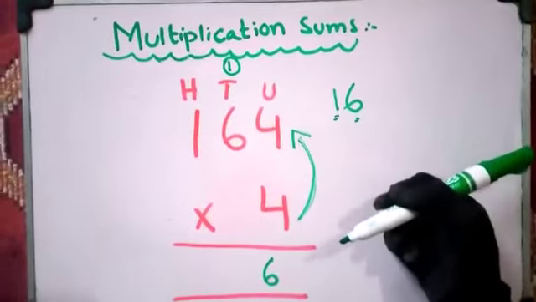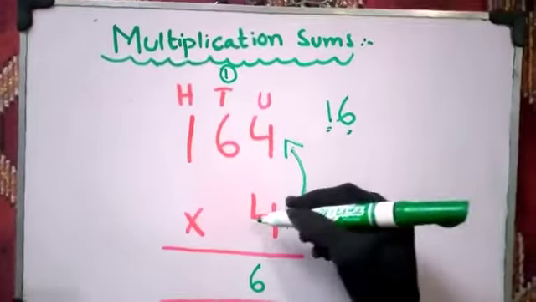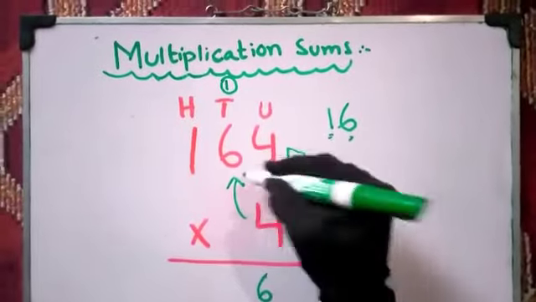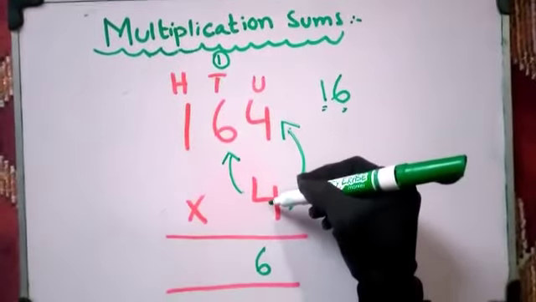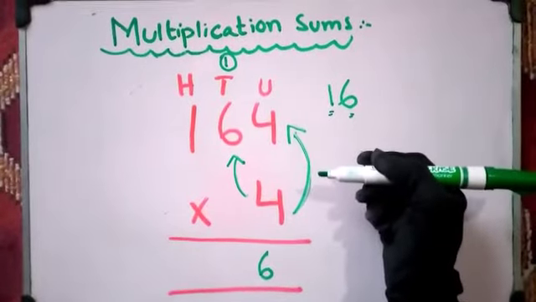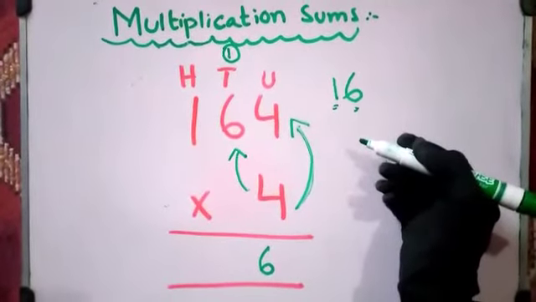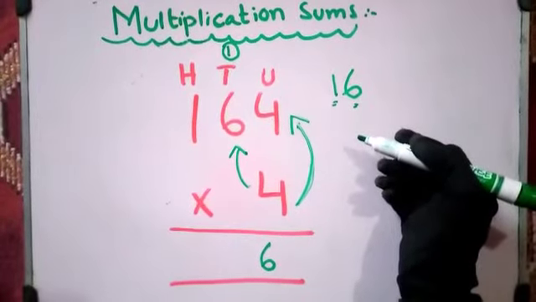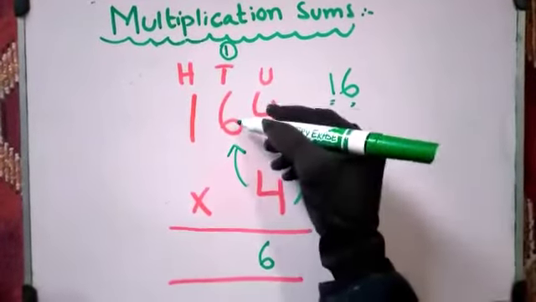Now in second step, we multiply the numbers in tens column. We read table of 4 up to 6. 4 ones are 4, 4 twos are 8, 4 threes are 12, 4 fours are 16, 4 fives are 20, 4 sixes are 24.